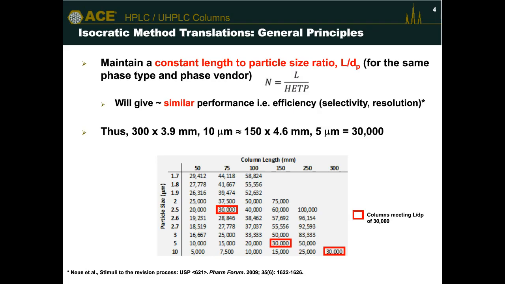So within the red boxes are those columns that have a length to particle size ratio of 30,000. So we should be able to translate our method from each of these column formats and achieve the same separation, so the same chromatography. The benefit for us of moving to the smaller dimensions is time. So we can save time and we can save solvent as well. So that's a big benefit for us financially and with time.